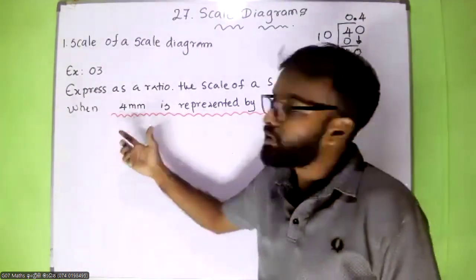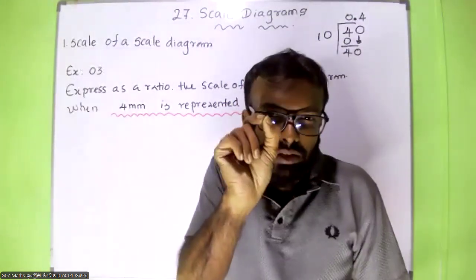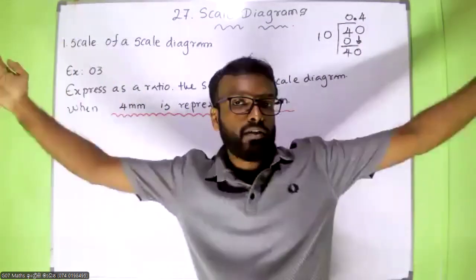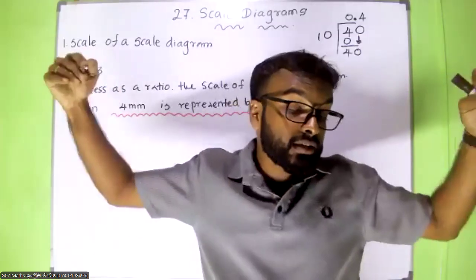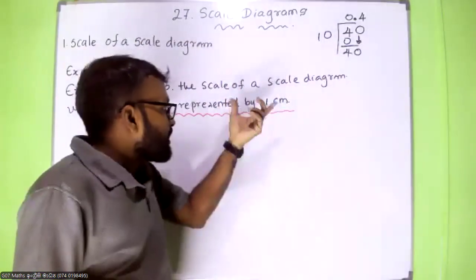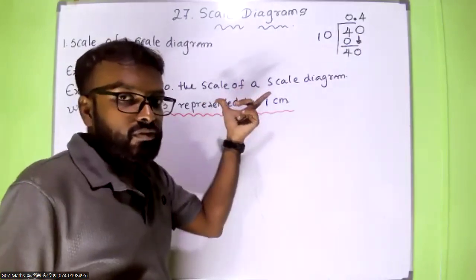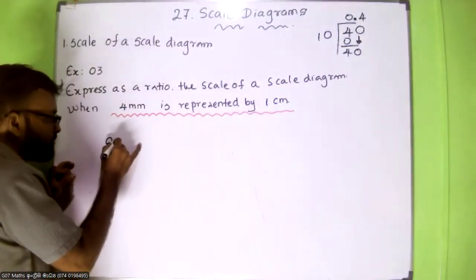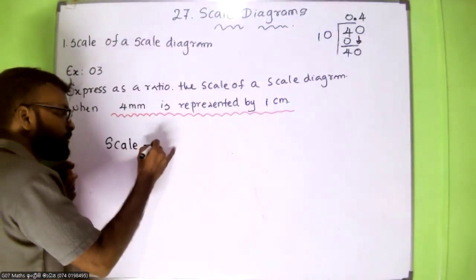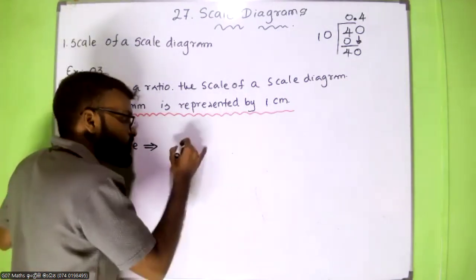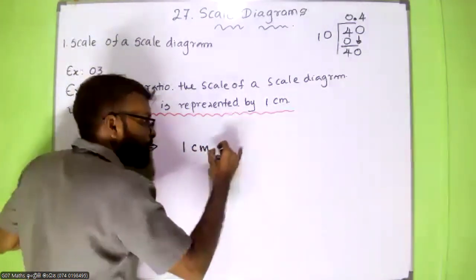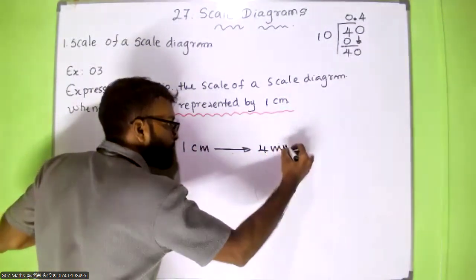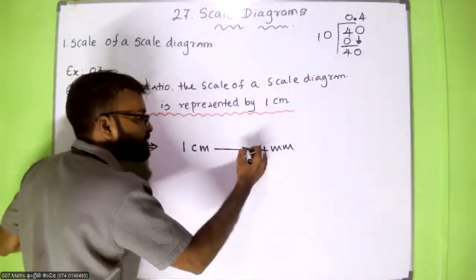When it comes to example number 3, here you have a small length, 4 millimeters, and we are going to magnify it. Small length, magnify. We are going to increase the size. So if you have this kind of thing, we can use this way. So the scale can be written down like previously, 1 centimeter to 4 millimeters.